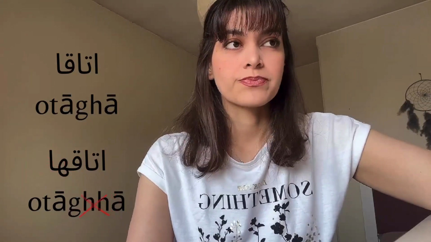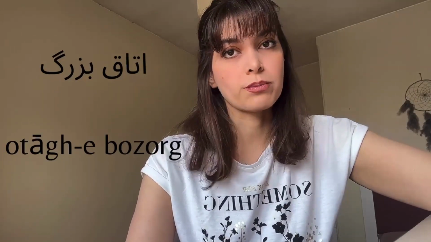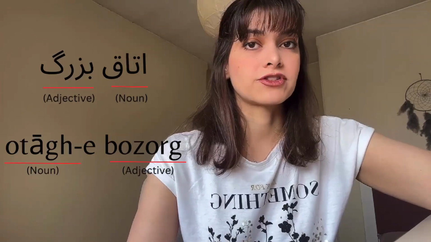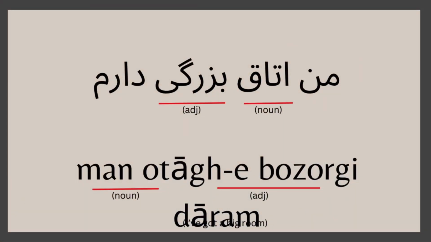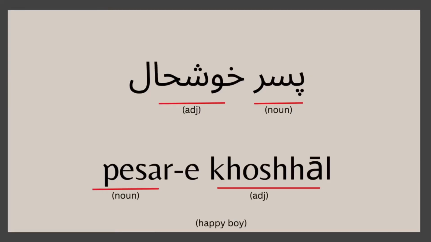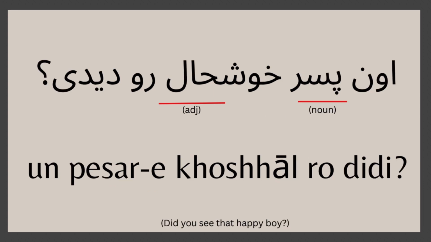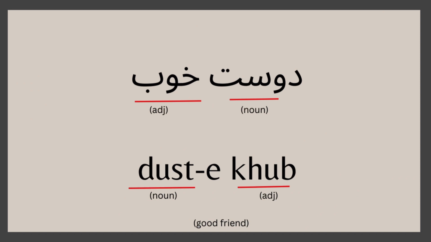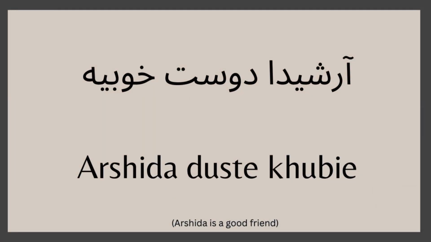So, examples. اتاق بزرگ, big room. اتاق means room and بزرگ means big. So big is the adjective and comes after the noun. من اتاق بزرگی دارم. I got a big room. پسر خوشحال. Happy boy. اون پسر خوشحال رو دیدی؟ Did you see that happy boy? دوست خوب. Good friend. آرشیدا دوست خوبیه. Arshida is a good friend.